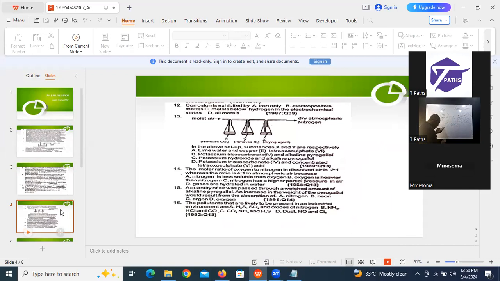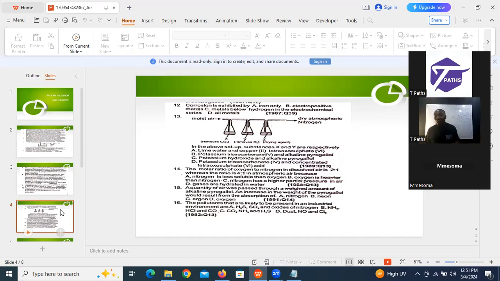13. In the above setup, substance X and Y are respectively dash. You say substance X removes CO2. Substance Y removes O2. Substance Z is a drying agent. Can we recall what you said today? What is used to remove CO2 or to remove O2 rather?